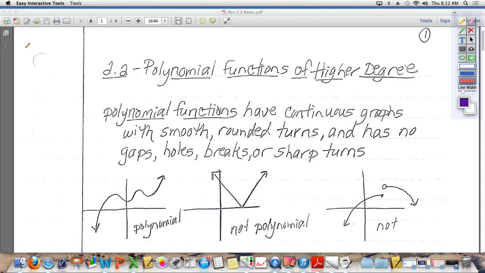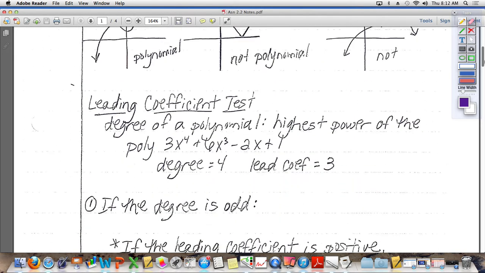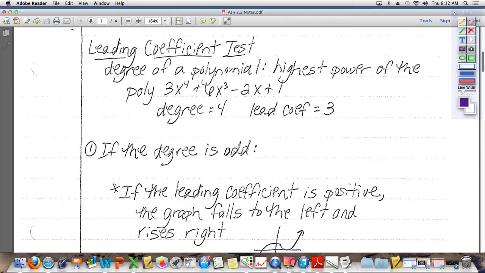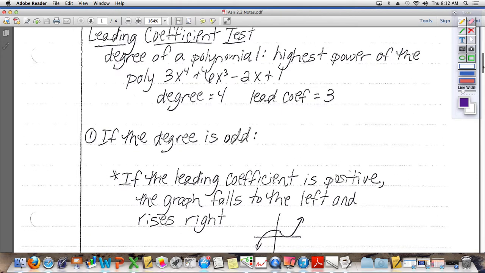All right, we're going to study what happens, though, when you do have a polynomial. So we have this thing called the leading coefficient test. Important information. The degree of a polynomial is always the highest power of the polynomial. So for example, if you have 3x to the fourth plus 6x cubed minus 2x plus 1, the degree is the highest power. What's the highest power? 4.